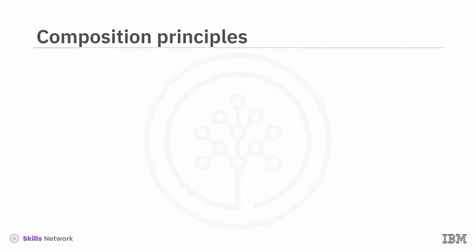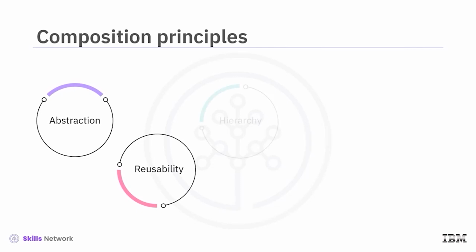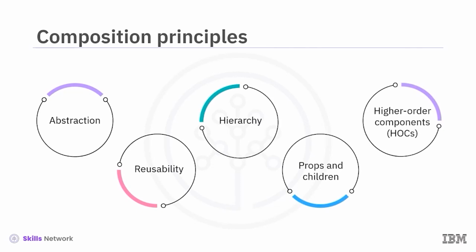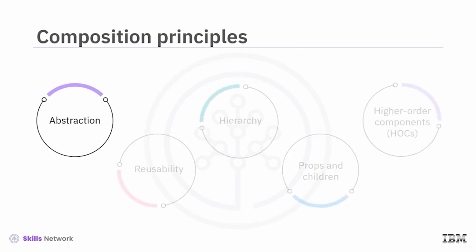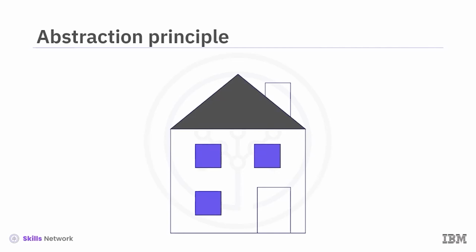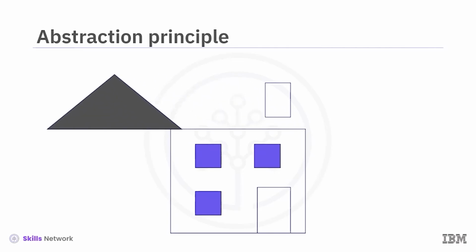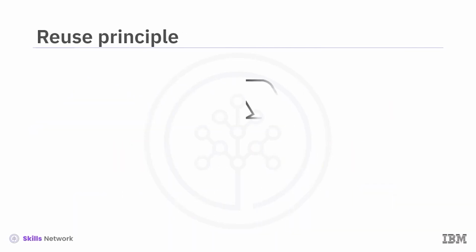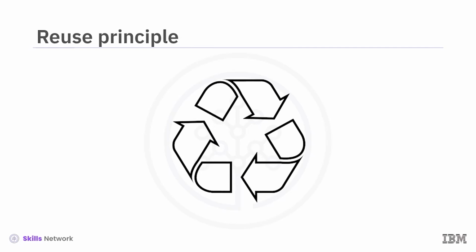Let's discuss a few principles of function component composition, including abstraction, reusability, hierarchy, props and children, and higher order components, also called HOCs. Let's discuss these aspects, starting with abstraction. The abstraction principle means you can make reusable components that encapsulate UI features. It provides a way to break down a large abstract UI into smaller chunks of code. Component composition allows you to reuse these chunks of code, making it easier to organize and maintain. You avoid duplicating the same code.